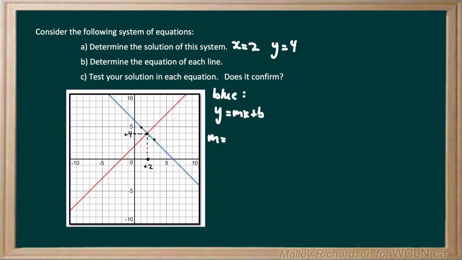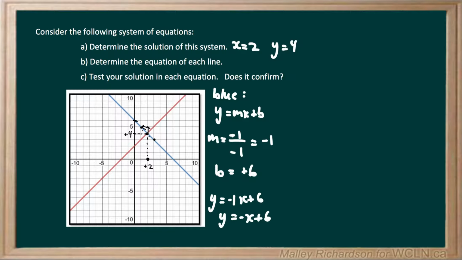So to get from our first dot to our second dot, we have to go up 1 and to the left 1. So our rise is positive 1 because we move up 1, and our run is negative 1 because we're moving left 1. So positive 1 divided by negative 1 leaves us with a slope of negative 1. And then b is our y-intercept, so looking at our graph, we can see that the blue line crosses the y-intercept at positive 6. So now we plug m and b into our formula. So we have y equals negative 1x plus 6, or y equals negative x plus 6.